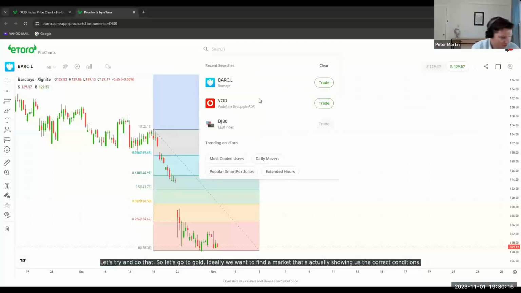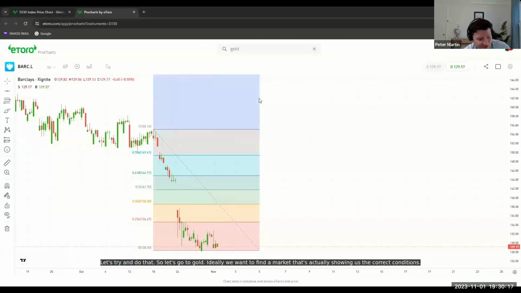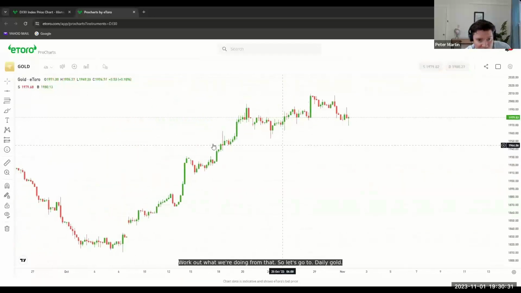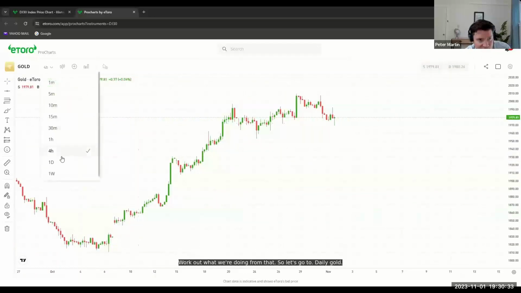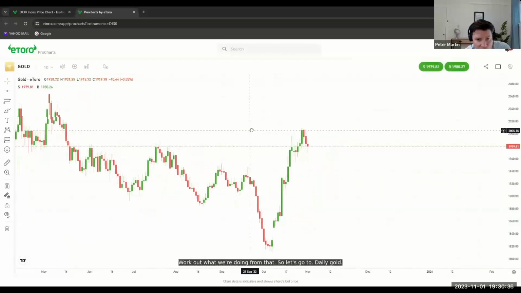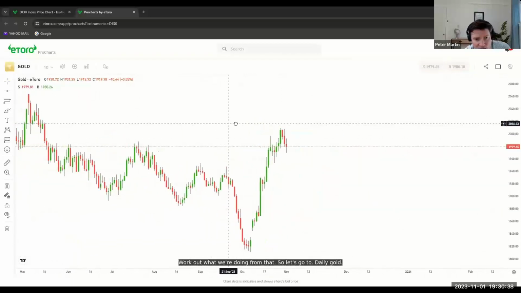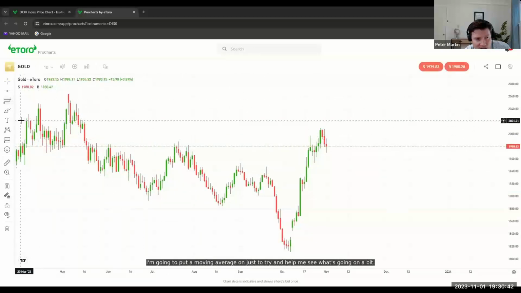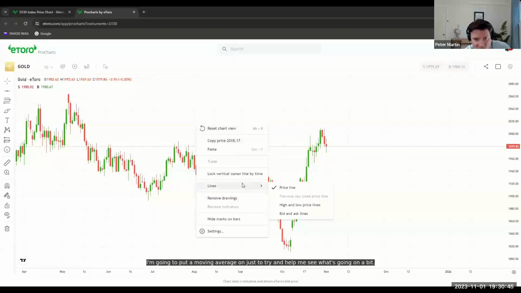So let's go to gold. Ideally, we want to find a market that's actually showing us the correct conditions. In other words, we want to see it having broken out and given us a first retracement in order for us to work out what we're doing from that. So let's go to daily gold. I am going to put a moving average on just to try and help me see what's going on a bit better.